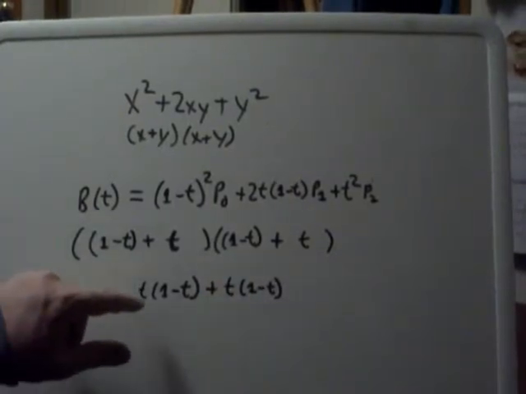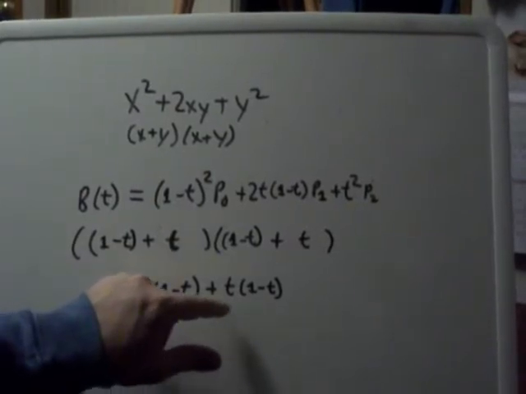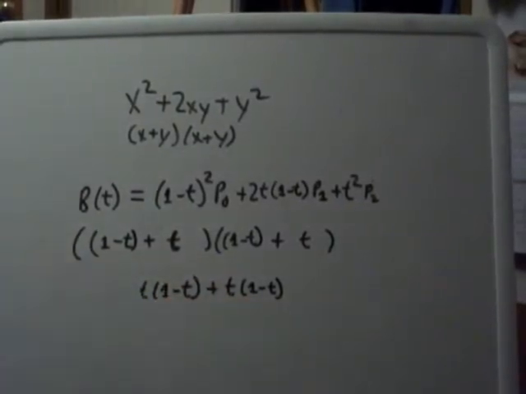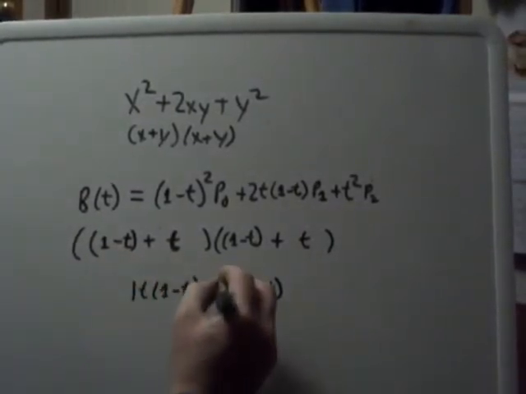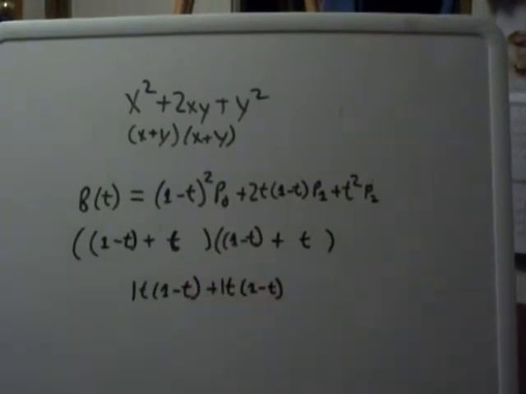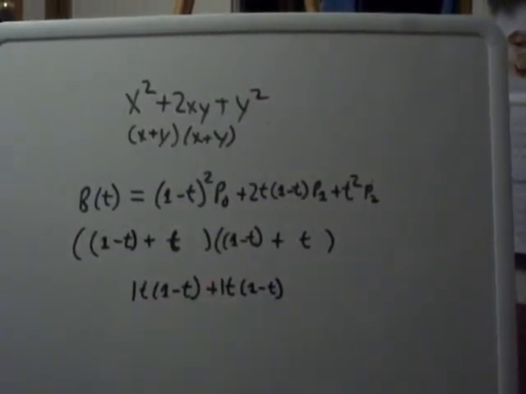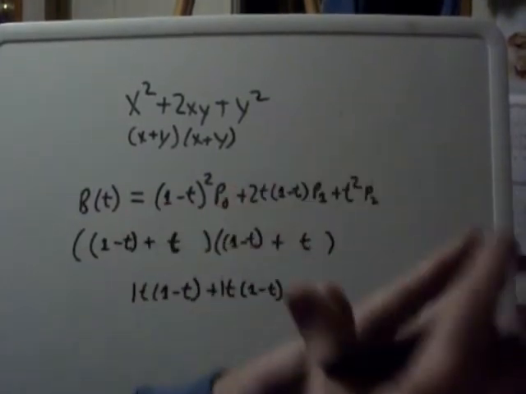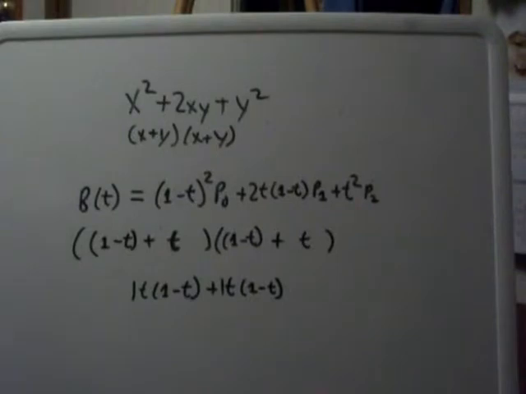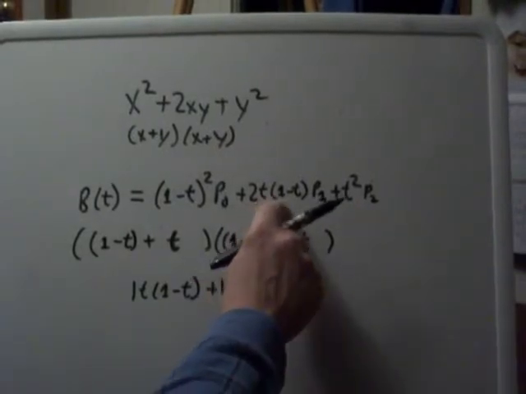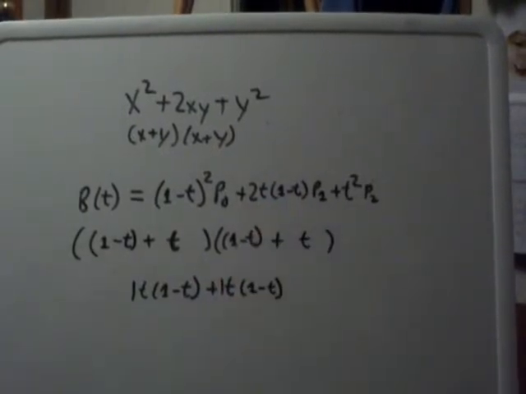Well, what is t times 1 minus t plus t times 1 minus t? Well, this is 1t here, this is 1t here. What is 1 plus 1? Well, of course, that's 2. Let me say that again. If you have 1t here and 1t here, and you add up those ones together, 1 plus 1 equals 2. And that's how we got 2t times 1 minus t. That's how we got it.